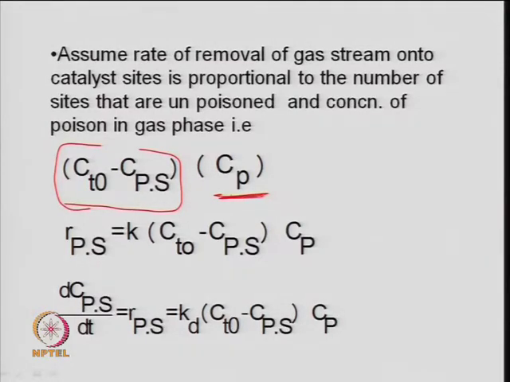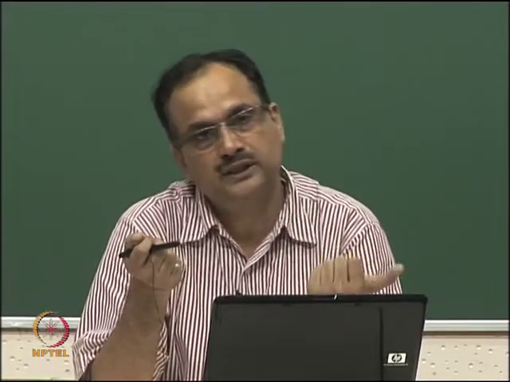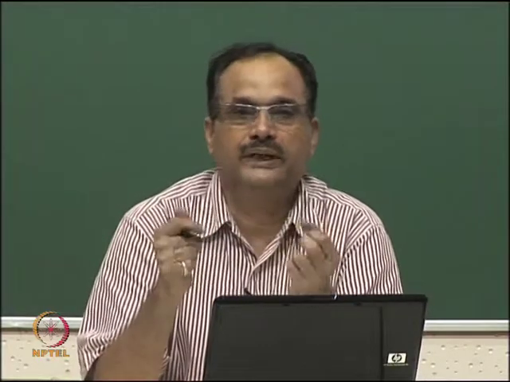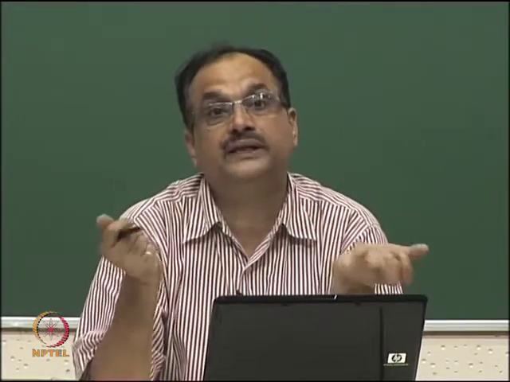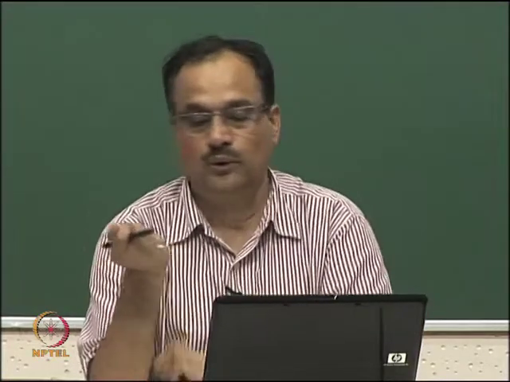So, r_ps can be written in the form of K times C_t0 minus C_ps times C_p. So, this is the rate of formation of the poison precursor which is written here. Assume the rate of removal from the gas stream onto the catalyst site is proportional to the number of sites that are unpoisoned and the concentration of the poison precursor in the gas. Just like we define the rate as proportional to the concentration or partial pressure of the poison precursor multiplied by the concentration of the vacant site where the poison can adsorb on the surface of a catalyst.